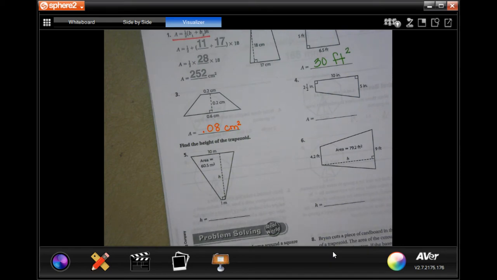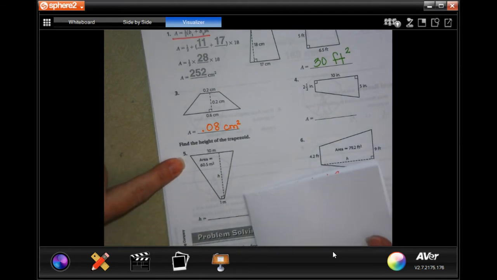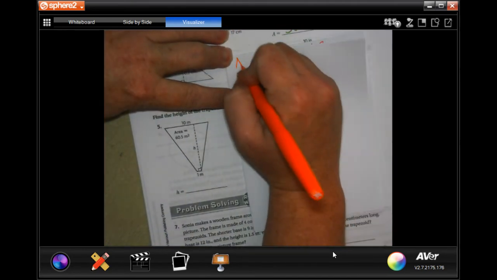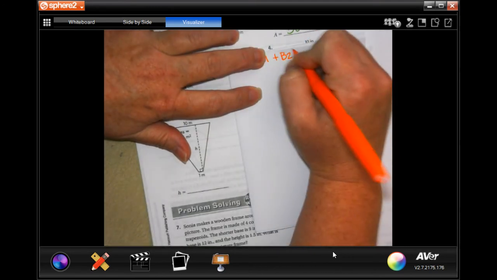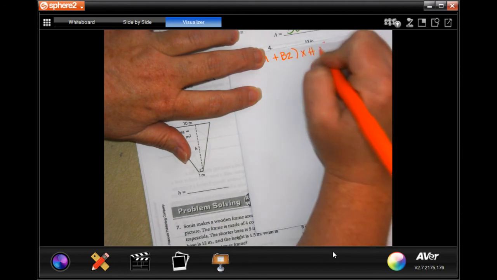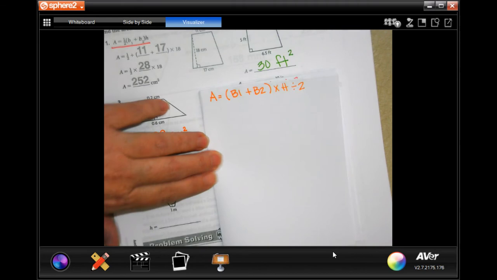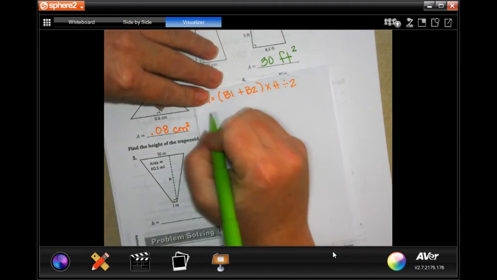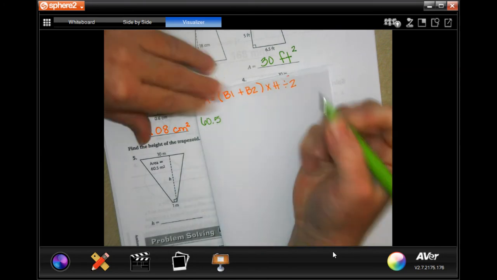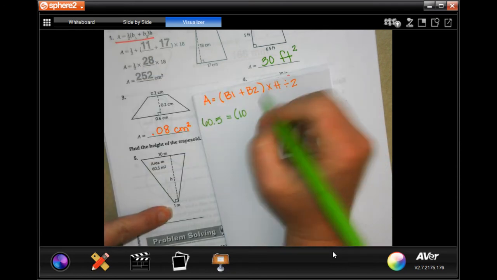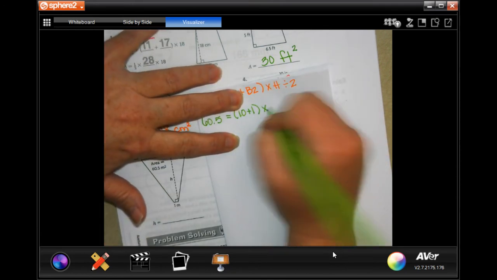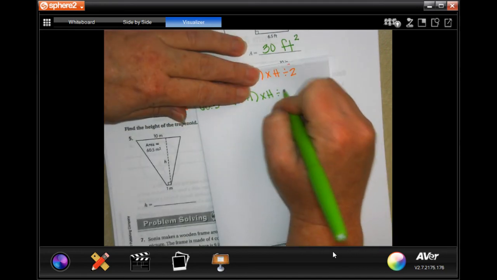Okay, guys, I'm going to have you do number 4, and we're going to go down to number 5, because this is where it gives you a blank that you need to fill in. Area equals base 1 plus base 2 times the height divided by 2. It's giving us the area is 60.5. Base 1 is 10. Base 2 is 1. We are multiplying by the height, which we do not have, and dividing that by 2.